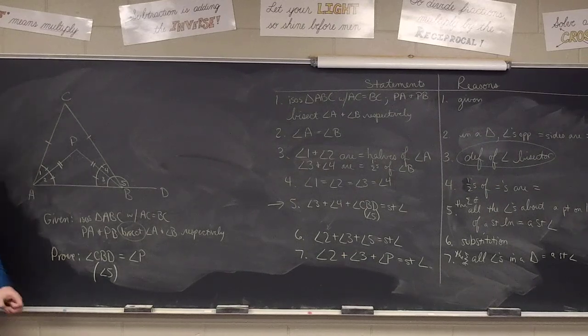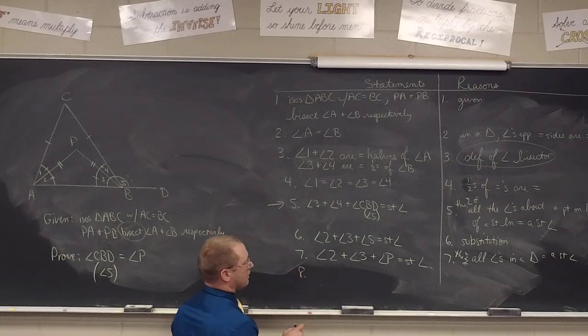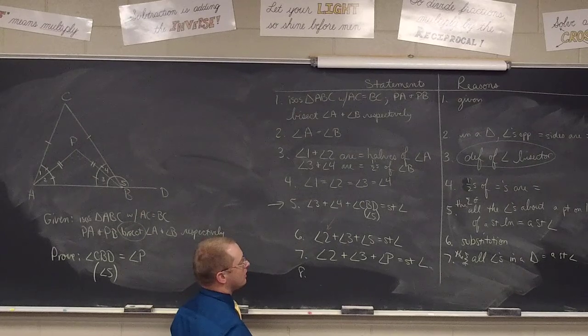So then what's the next thought, maybe? I kept trying to come back to Michael. Michael, go ahead. State that angle CBD or angle 5 equals angle P. How? We've already stated that 1 and 2 and 3 and 4 are all equal. So just subtract it. From what?